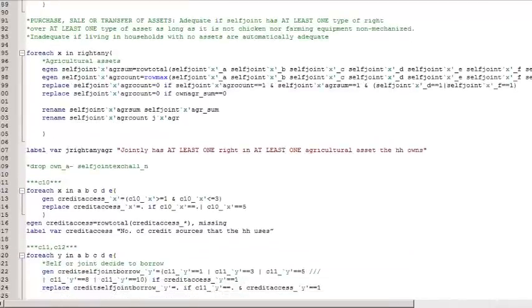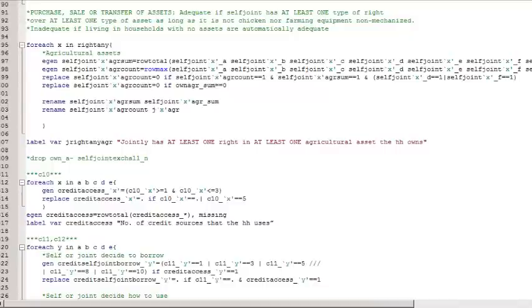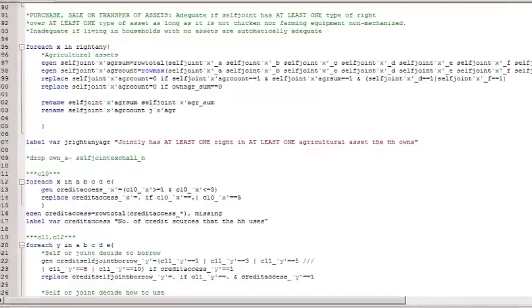Then we move on to the rights. If you remember above, we created right any X, which was one if the individual had at least one type of right regarding the type of asset X. Now we aggregate that indicator, the right any, across assets. However, one thing I would like to point out is that, in ownership, we considered the 14 types of assets, all types of assets. Here in rights, we are only focusing on agricultural types of assets. So it only considers agricultural assets.